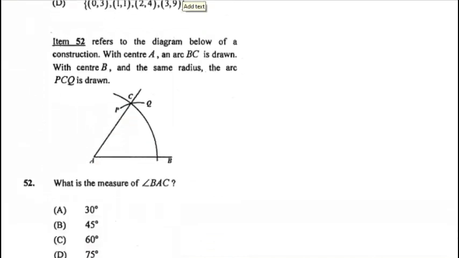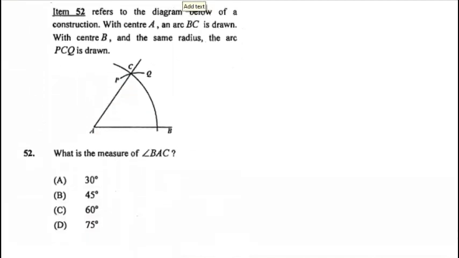So 52 is, what is the measure of angle BAC? And the answer for this is 60. So what you need to do is remember how to construct these different angles. For 30 degrees, it will be half of the 60 degrees. So you need to construct a 60 degrees before you can construct a 30 degrees. So it will be bisecting the 60 degrees. For 45 degrees, it will be constructing a 90 degrees, then bisecting that 90 degrees to get 45 degrees.